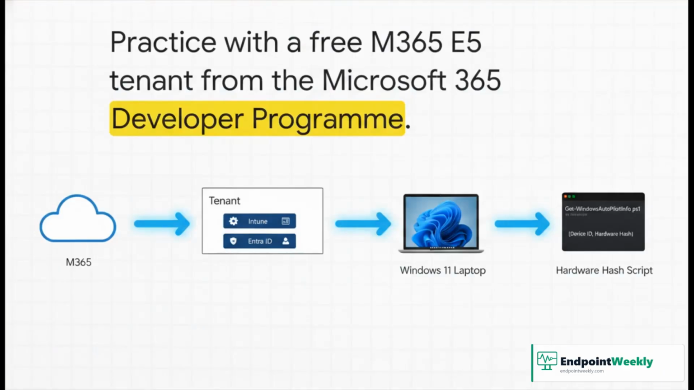Look, reading isn't enough. You really need hands-on technical experience. Go set up a free Microsoft 365 developer program account. It gives you a free 90-day E5 tenant packed with Intune, Entra ID P2, and Defender. Spin up a Windows 11 virtual machine, use the Get-WindowsAutopilotInfo PowerShell script to grab the hardware hash, and actually practice enrolling a device yourself.